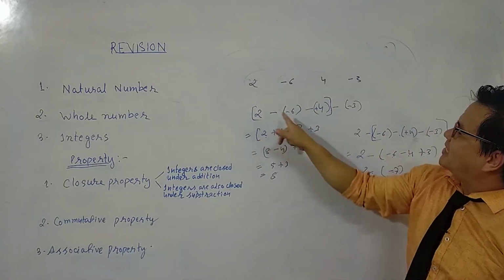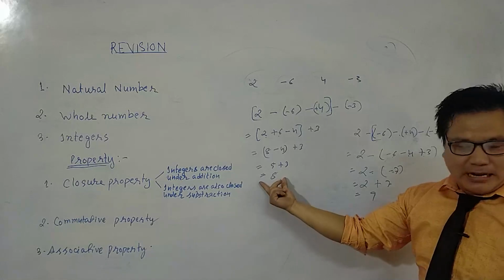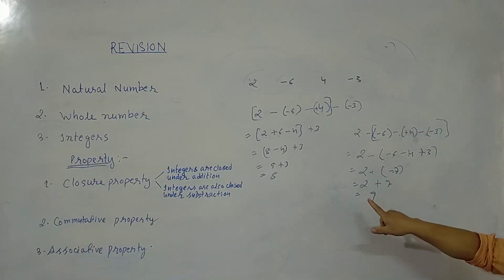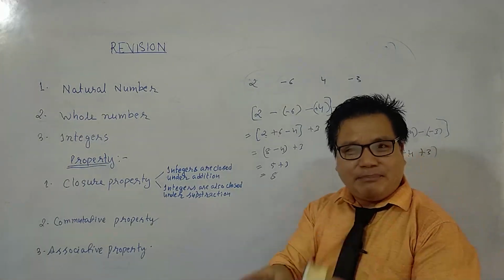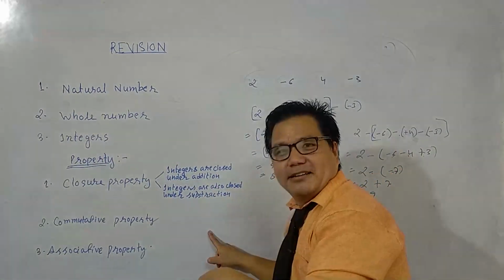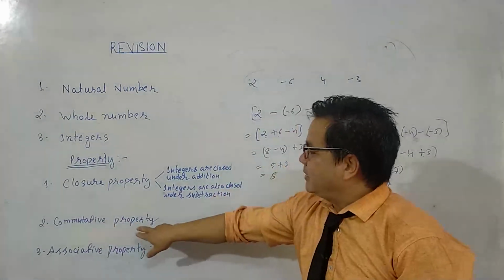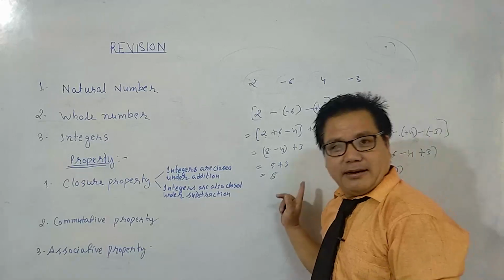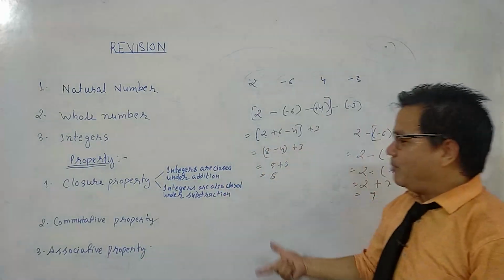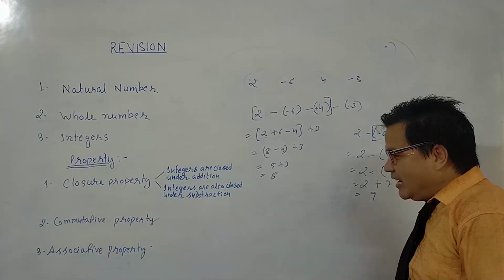Now see, I changed the group. First I group first, second, third, and next I group second, third, fourth. Here I got 8, and here I got 9. That means the result is not the same. That means we can't apply the associative property in subtraction of integers. Same as in commutative property, we can't apply this property in subtraction. In associative property also we can't apply it in subtraction of integers.